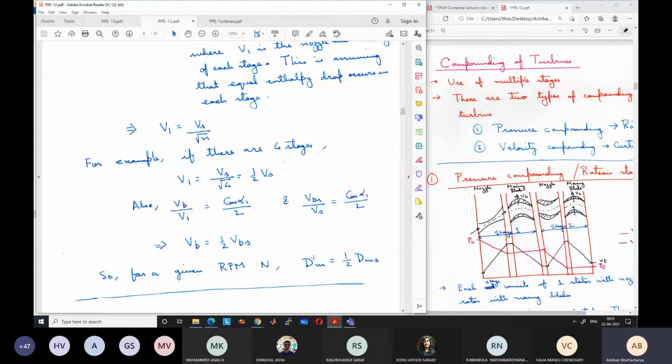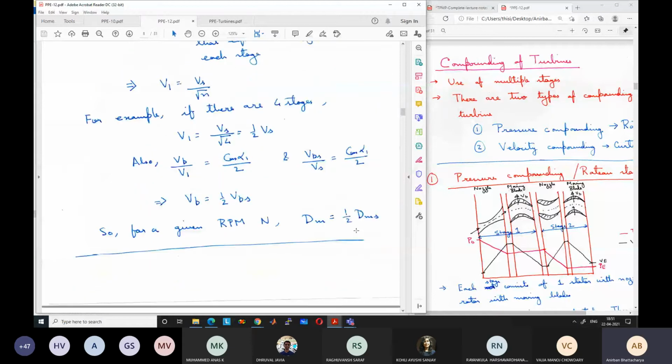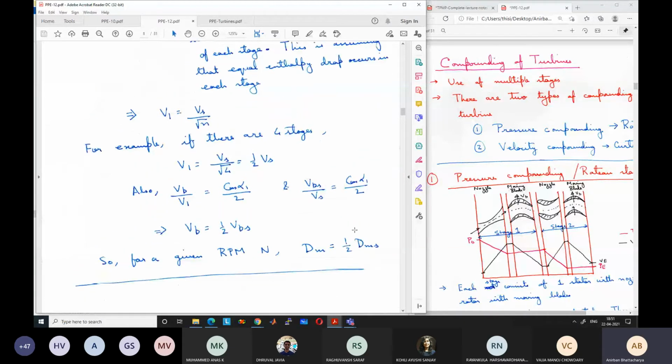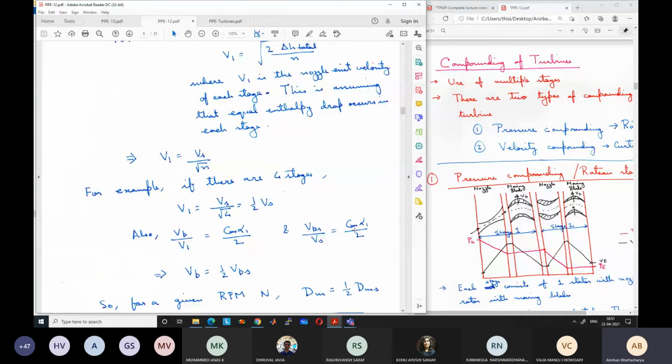Any questions? The calculation is exactly similar. For each stage it is similar. So for each stage you have to do the same calculation that we have done for the single stage turbine.